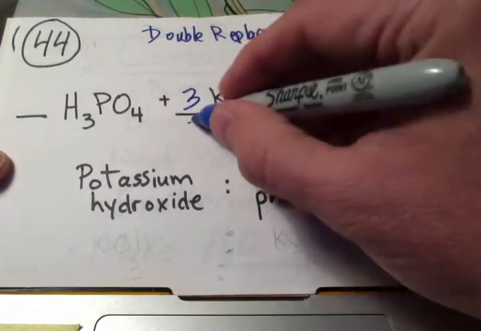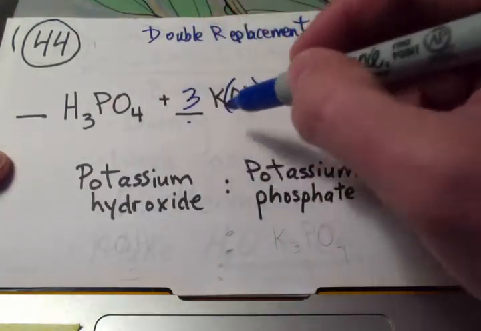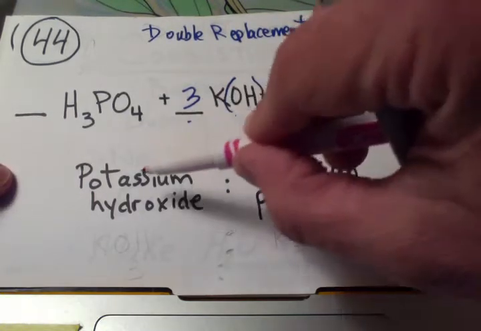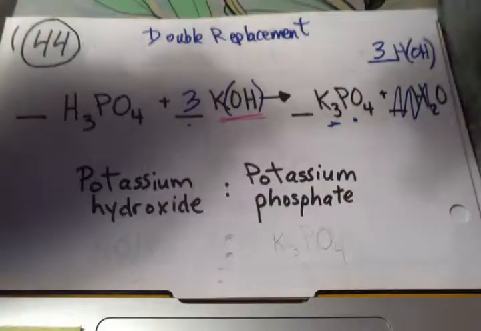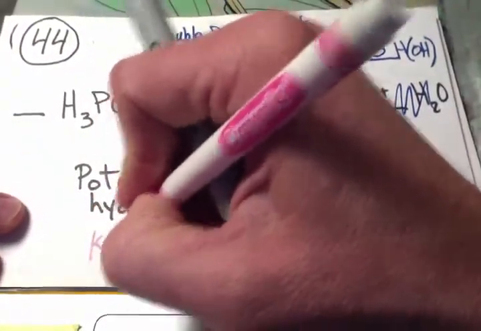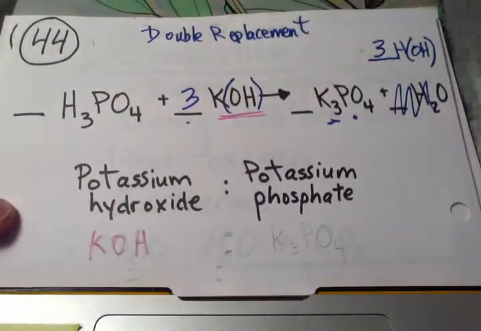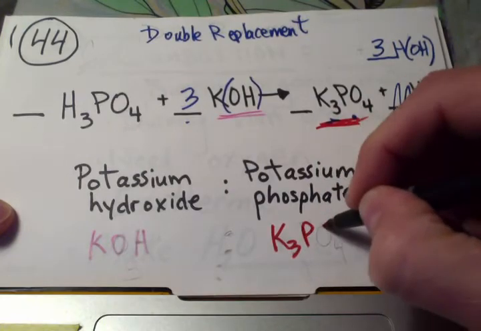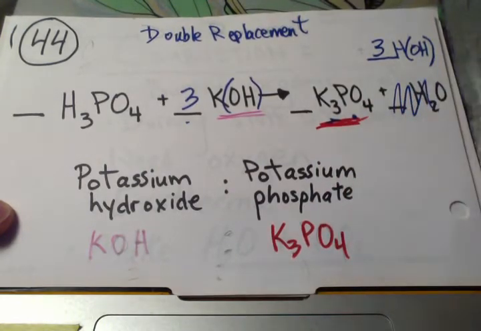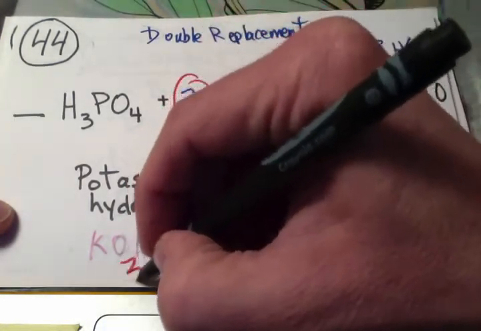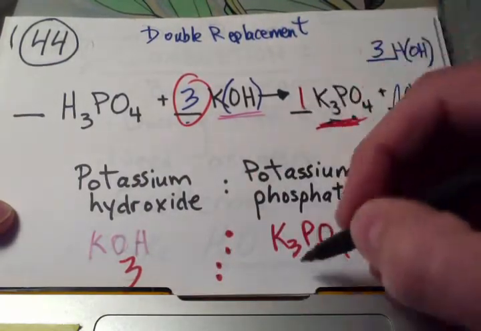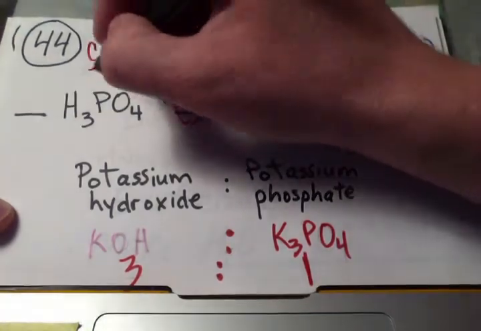Yeah, look at that. Okay, so potassium hydroxide, which one is that? Potassium hydroxide is this one. So that was my KOH. Potassium phosphate is that one. So what is my mole ratio? It is 3 to 1. Choice C.